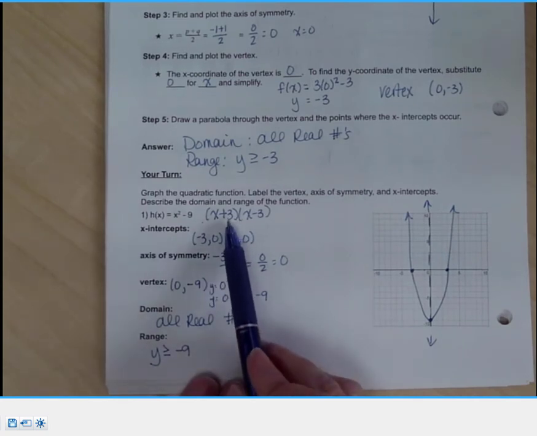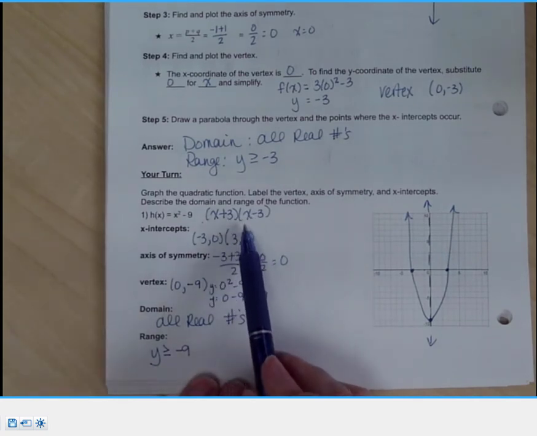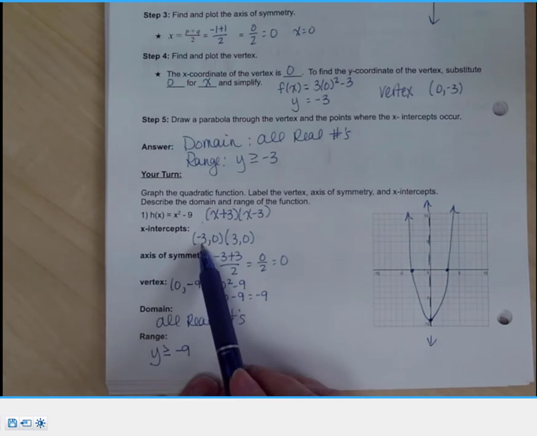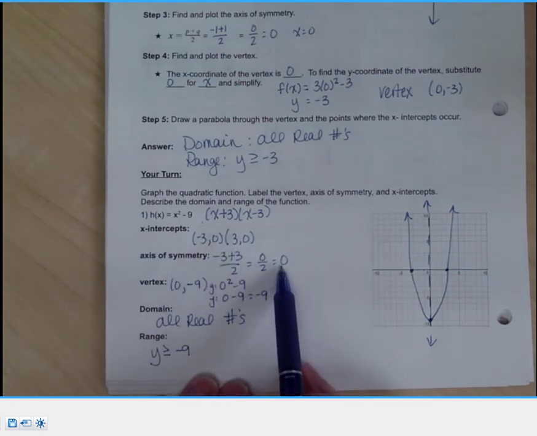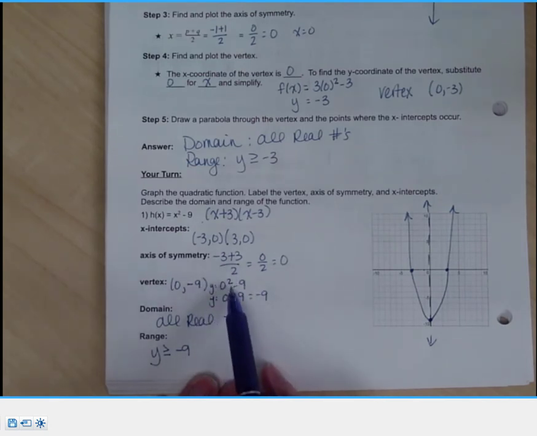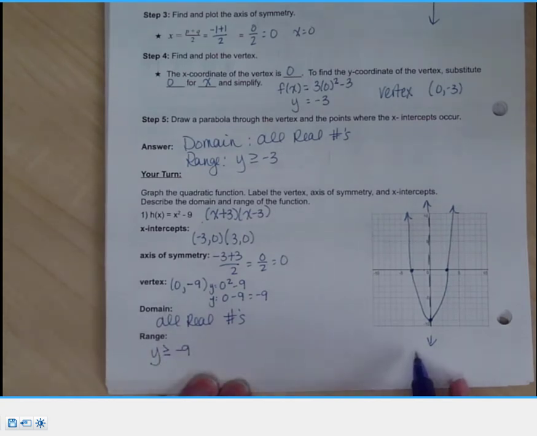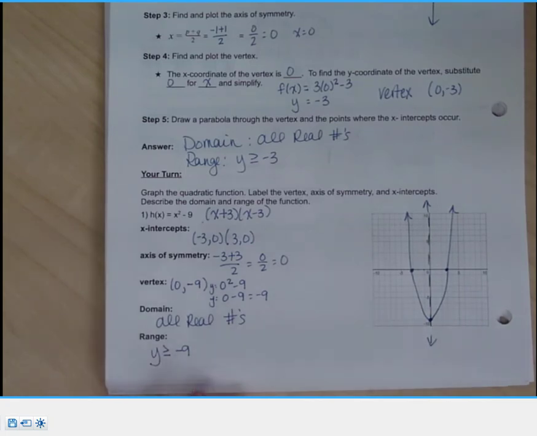When I factor out, I get x plus 3, x minus 3. My x-intercepts are negative 3, 0 and 3, 0. Axis of symmetry is 0. Replace x to get y, so my vertex is at 0, negative 9. My domain is all real numbers, and my range is y is greater than or equal to negative 9.